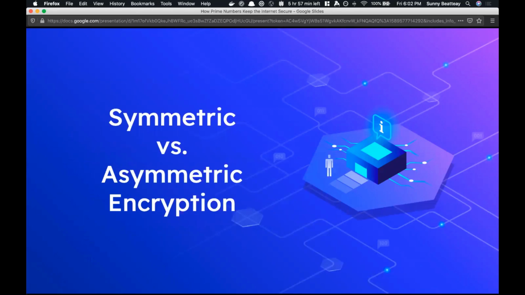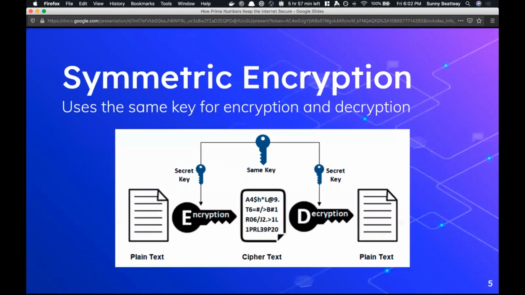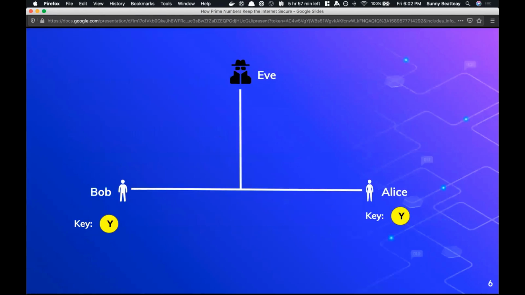To give a little history lesson, up until 1970, the only form of encryption that we had was symmetric encryption. Symmetric encryption gets its name because it uses the same key to both encrypt and decrypt information. To give an example of how symmetric encryption works, let's say that we had two users. One user is named Bob, one user is named Alice, and they've both agreed on a secret key ahead of time, which is the color yellow.